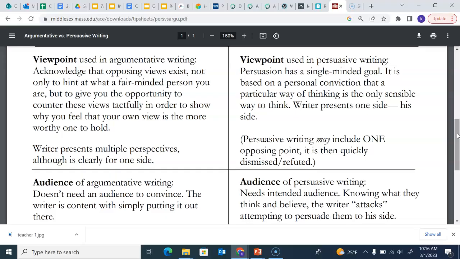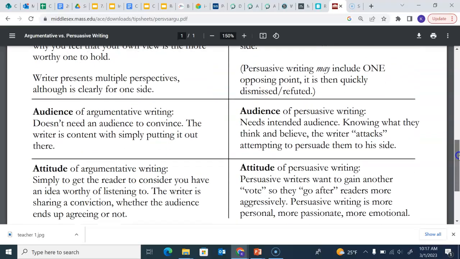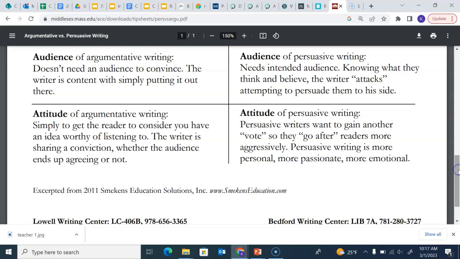Whereas with persuasive writing, the main difference between argument and persuasive is that persuasive writing never acknowledges the other side of the argument. They act like it's not even there. It's completely based on personal conviction or feeling or emotion. And the author is feeling or thinking a certain way, and the writer will only present their side of the argument. Sometimes it may include one opposing point and then it quickly dismisses it without any real argument, but normally it never even acknowledges the other side.